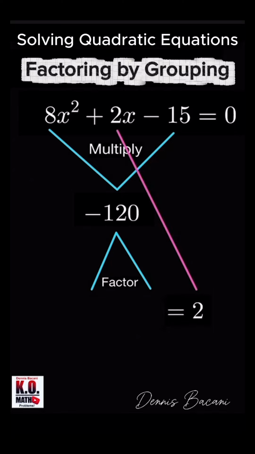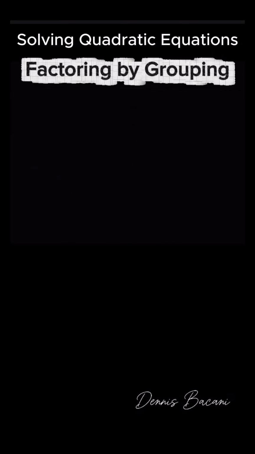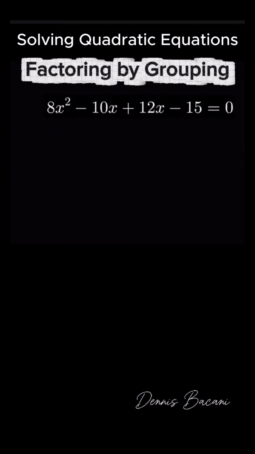And what are the factors of negative 120 whose sum is positive 2? So they are negative 10 and positive 12. Therefore, we can write this 2x here as negative 10x plus 12x. So that is equal to 2x. So we can now write our trinomial as 8x squared, and then splitting this 2x here to negative 10x plus 12x, and then minus 15 equal to 0.